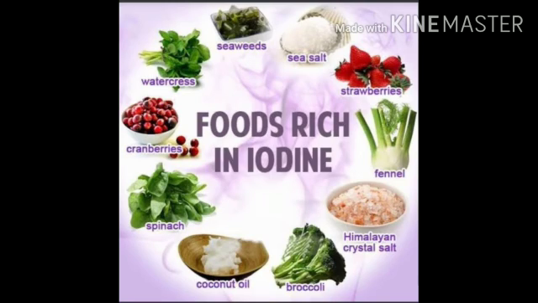Goiter is enlargement of the thyroid gland, and cretinism leads to poor mental and physical growth. Iodine is found in mineral water, seafoods, and iodized salt.